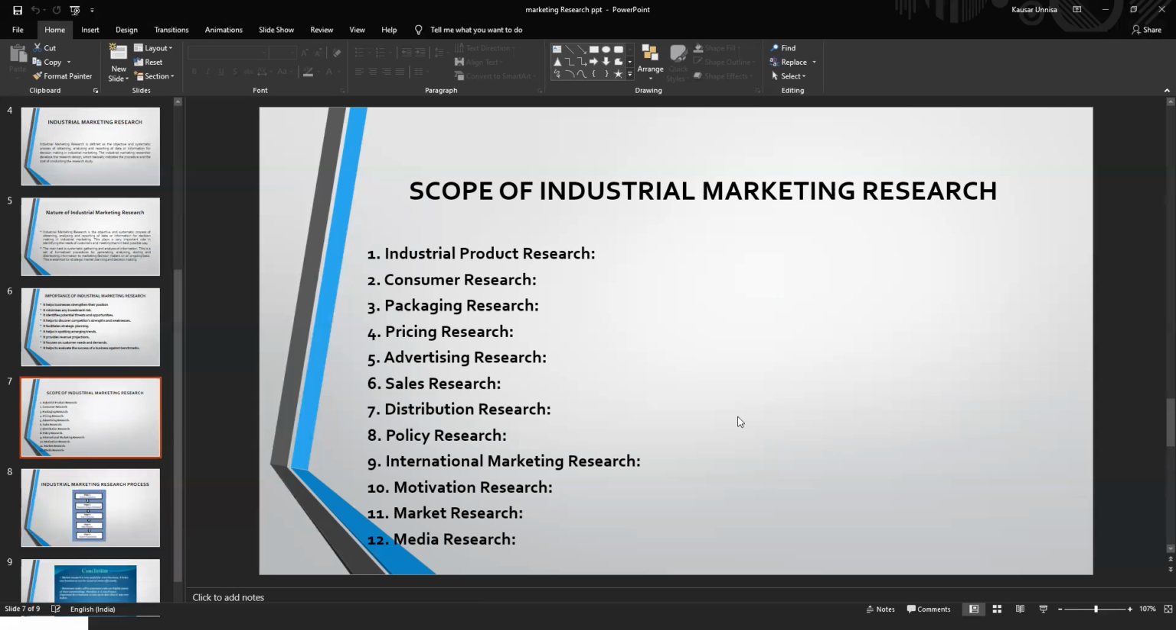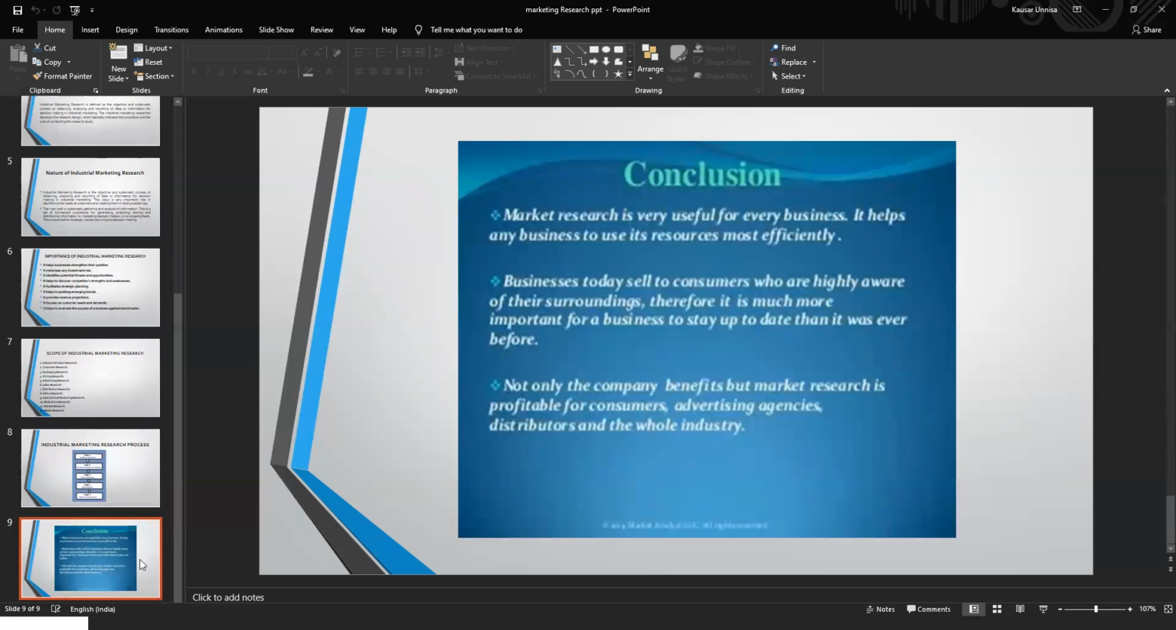With this, I would like to conclude that marketing research is very helpful for every business. Also, without resources, it is not possible for a business to have an in-depth study of marketing research, because nowadays in business, all consumers should be highly aware of the surroundings and what is going to happen. Then only can they meet the competitive market.